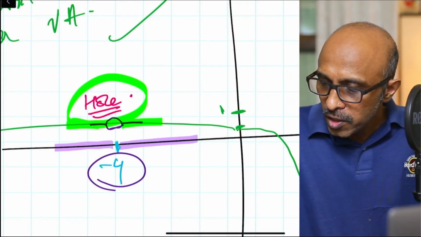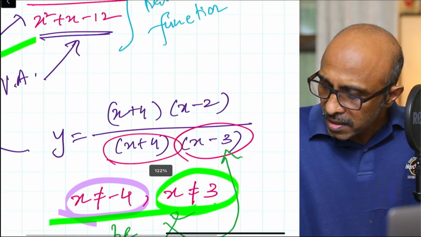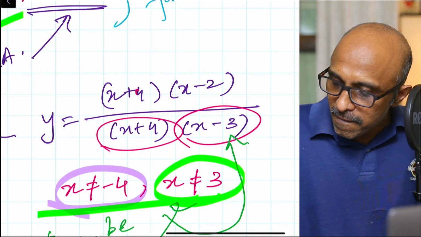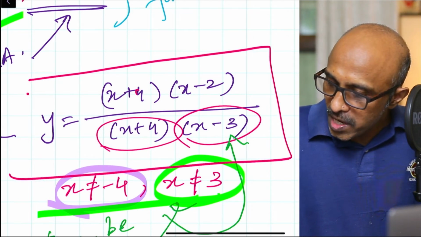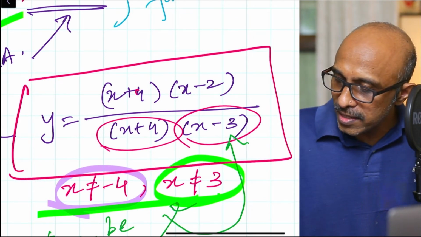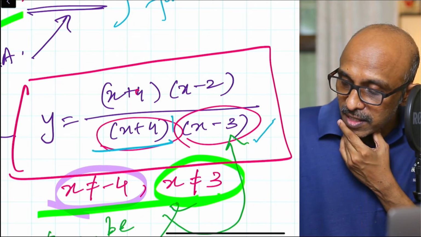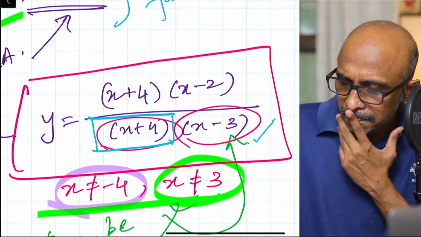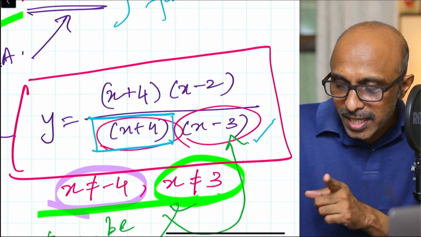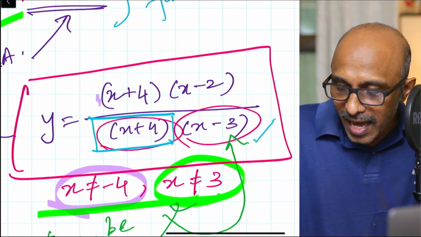So the question is, how can we tell whether the function has a hole or a vertical asymptote without using a graphing utility? Let's find out. In this question, let's take a look at the factored form. We have a vertical asymptote at x equals 3. That's fine. But what about this factor that's creating a problem in the denominator? There is an x plus 4 on the numerator and on the denominator.